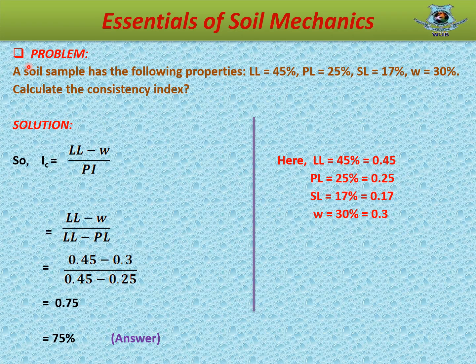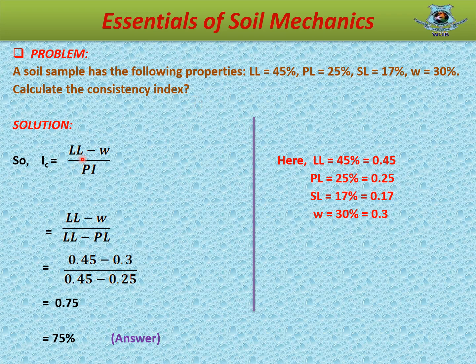Here is an example. Let's read the question. A soil sample has the following properties. Liquid limit equal to 45%, plastic limit equal to 25%, shrinkage limit equal to 17%, water content equal to 30%. Calculate the consistency index. That means we have to calculate IC.